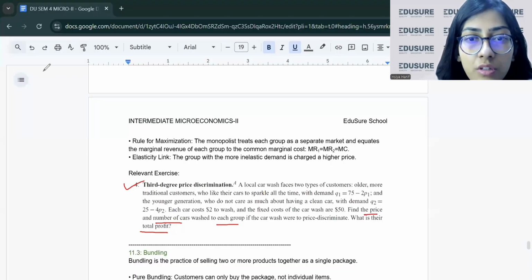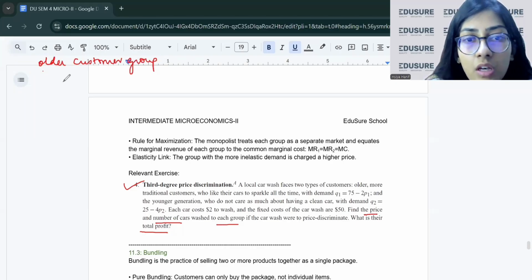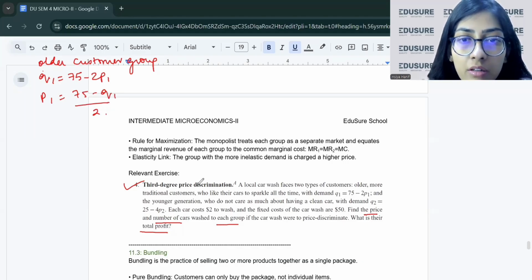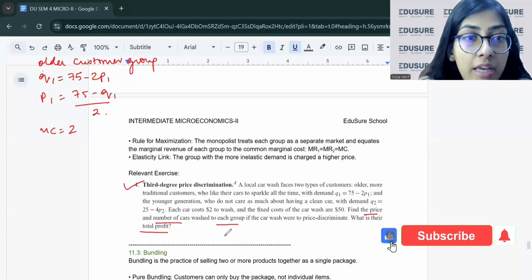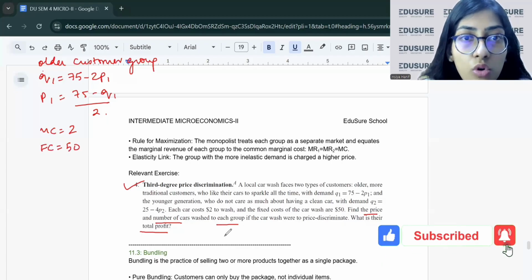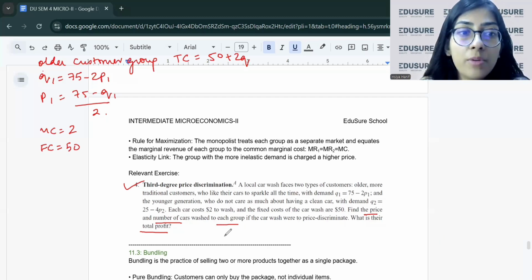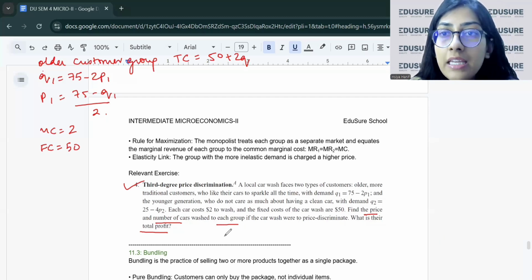So suppose this is the first, older customer group. Here the demand is Q1 = 75 - 2P1. So P1 is going to be 75 - Q1/2, and MC is equal to 2 per car. FC is 50, right? So total cost is 50 + 2Q. And no arbitrage means third degree price discrimination is possible, so we have to set different prices in each market.